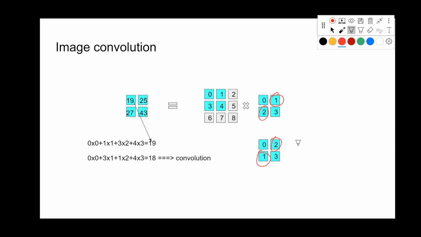So if we want to do the convolution between those two, we can just use this one to do the correlation, and it will become the convolution.